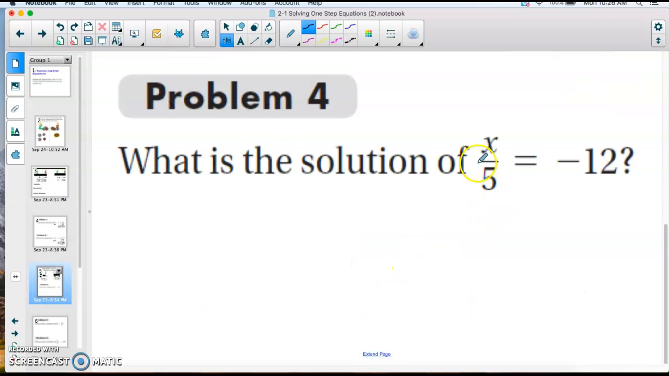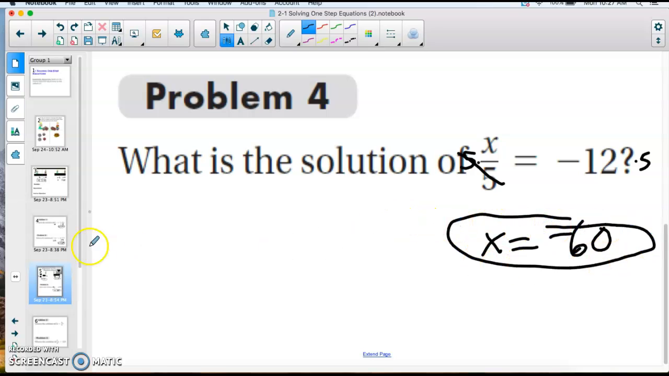Okay, so here, what's the solution of x divided by 5 equals negative 12? Well, how do we undo division? We multiply, right? So we're going to multiply both sides by 5. So we're left with x on this side. Negative 12 times 5 would be negative 60. So x equals negative 60.